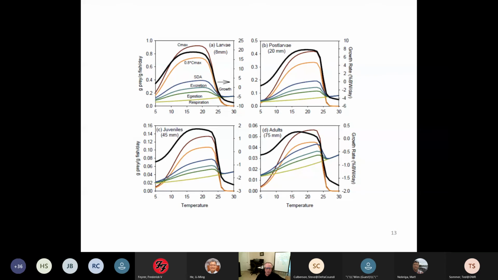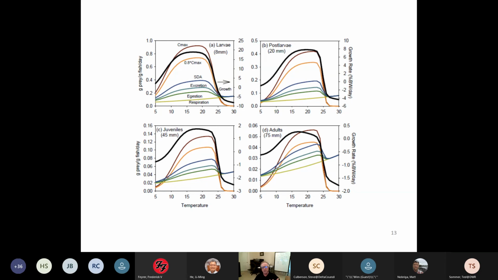So this is what the bioenergetics looks like. This is their net growth. There's their consumption. If you're a larvae, a post-larvae, lower left is juveniles, bottom right's adults. So this is scope for growth. And these are the components: temperature, allometric relationships.